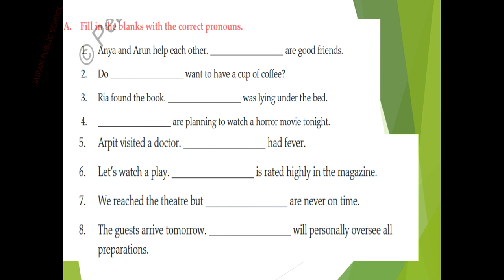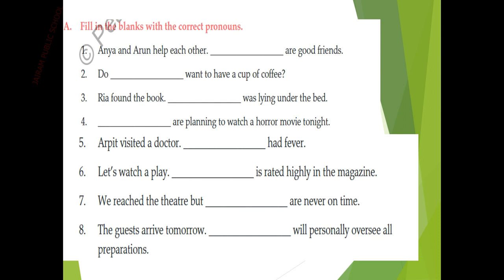Number 2. Do dash want to have a cup of coffee? If you are asking a question to the second person, which word do you use? Do you want to have a cup of coffee? So the answer is you. We should use the pronoun word for the second sentence, which is you.